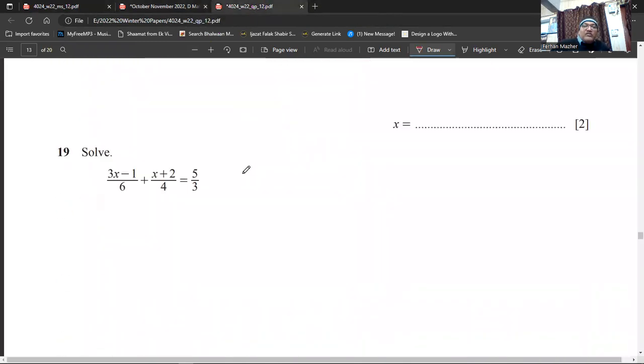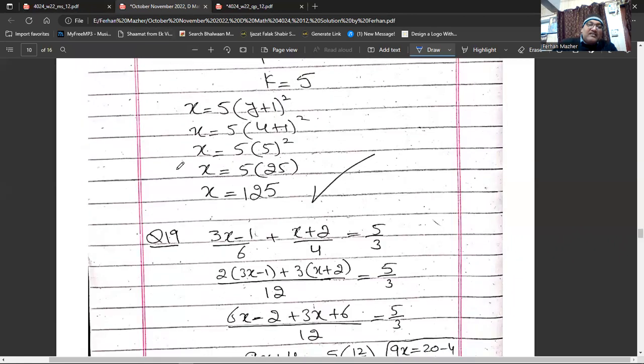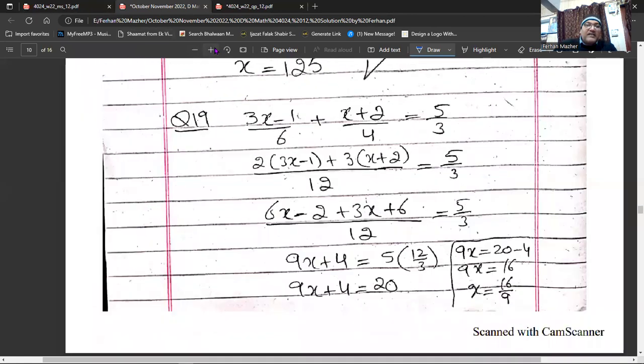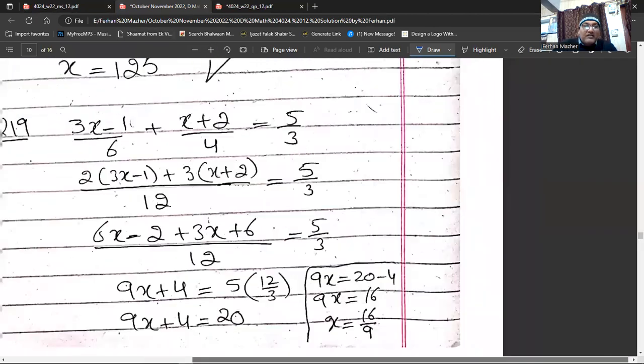And here we go. Question number 19, and it's a 4-mark question. Here we have two fractions on the left side, algebraic fractions in an equation. So (3x minus 1) divided by 6 plus (x plus 2) divided by 4 equals 5 by 3. So take the LCM on the left side.